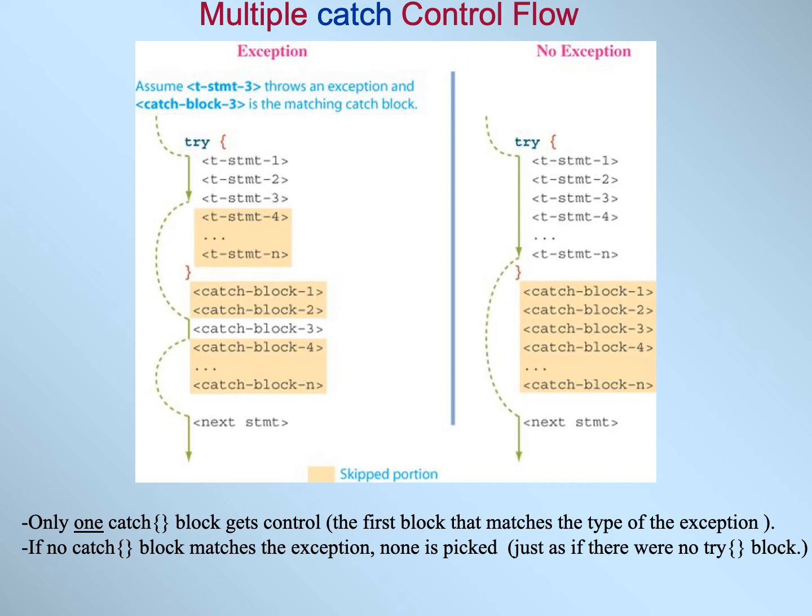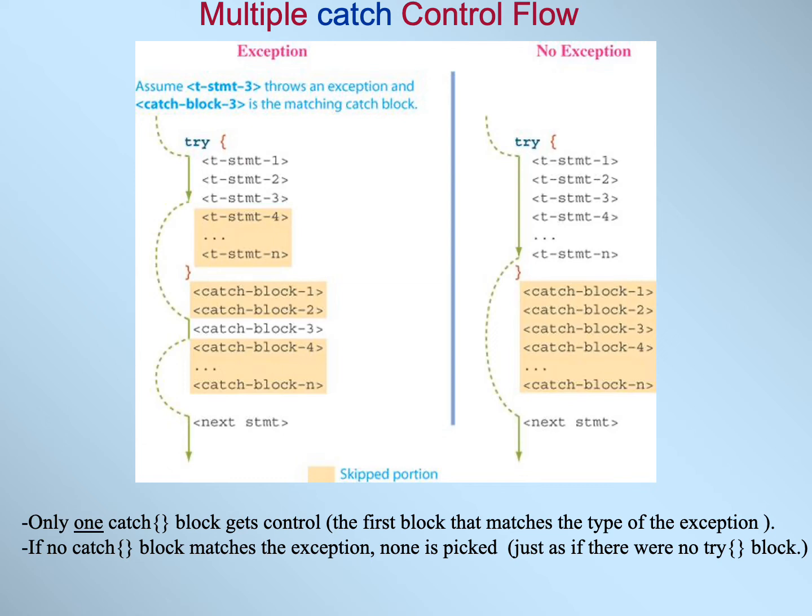Multiple catch control flow. Assume statement 3 throws an exception and catch block 3 is the matching catch block. So we have our try, it finds the error, so it throws the exception, and then it checks which catch block can deal with that exception, and then it executes whatever is inside that catch block. If there is no exception, similar to before, it will run through all the code inside the try, and then just skip the catch blocks.